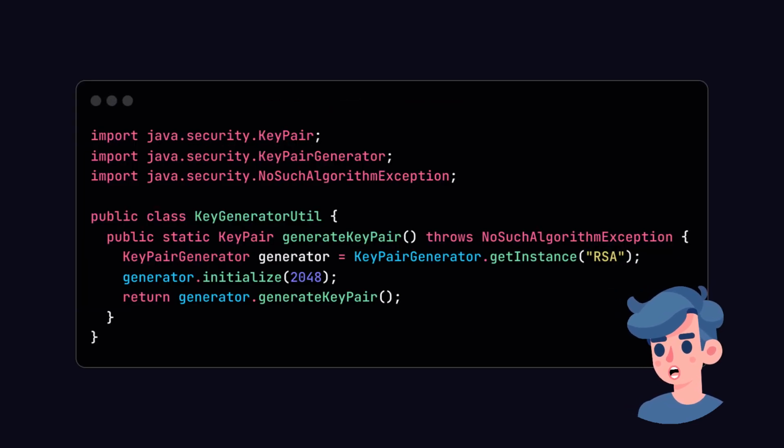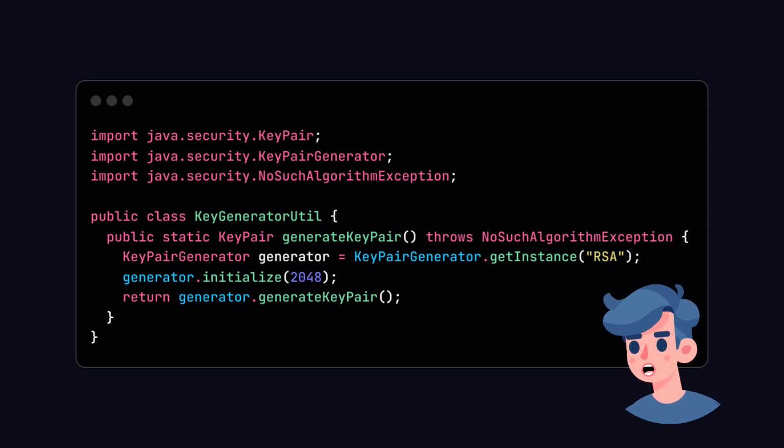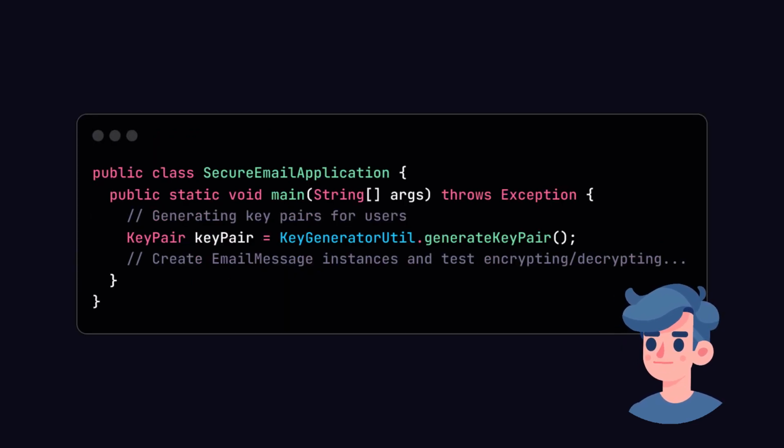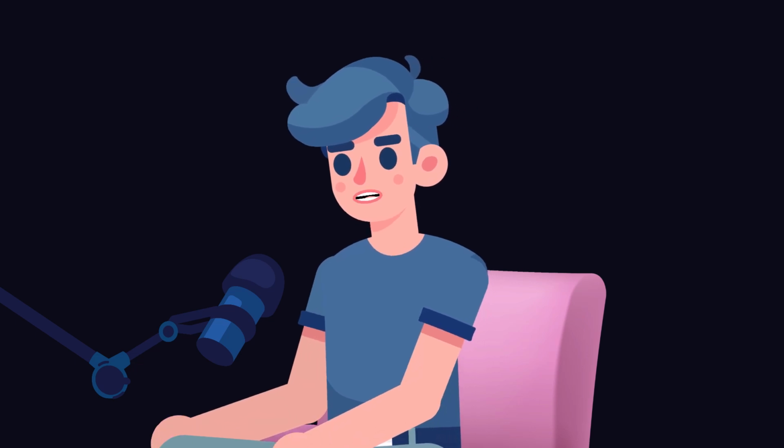Next, we'll generate a pair of keys for our encryption and decryption operations. You typically do this once per user and securely store the keys. Let's create a key pair generator utility. Now we can generate keys for our users and use them to encrypt and decrypt email bodies. Let's put everything together in our main application class. At this point, we have a system that can register users, hash their passwords, and send encrypted email messages.